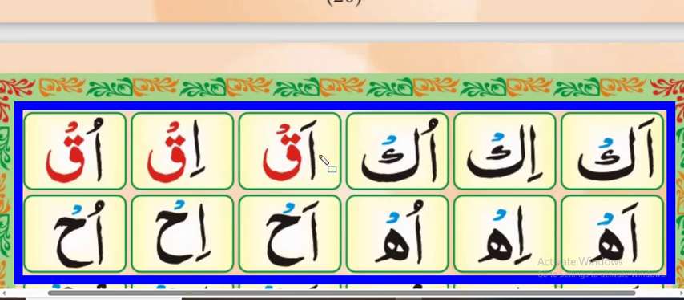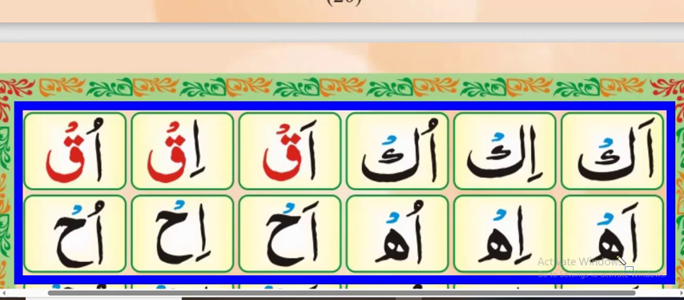And then it is hamza qaf fatha aq. Hamza qaf kasra iq. Hamza qaf dhamma uq. Aq. Iq. Uq. Now here qaf is also a heavy letter, and it is one of the qutubujad echo letters as well. Heavy letter and echo letter. Qaf is a heavy letter and also an echo letter. So now we do the next line, that is hamza ha fatha ah.